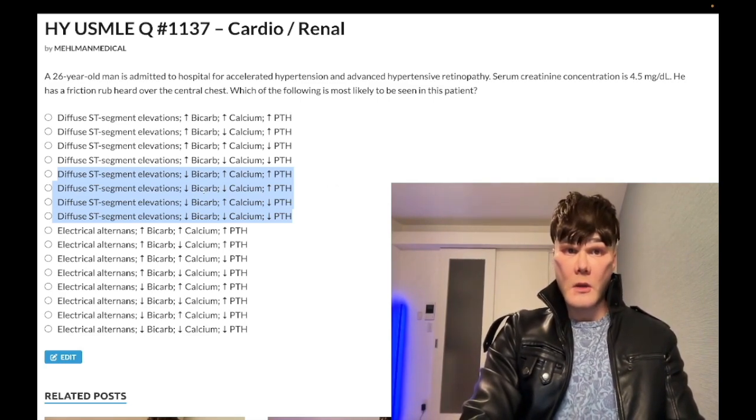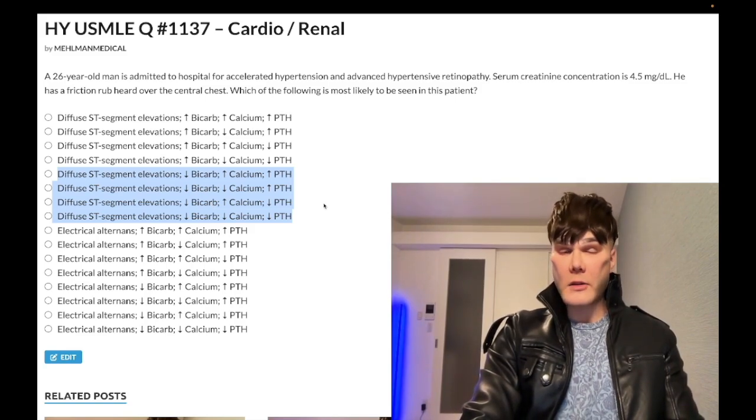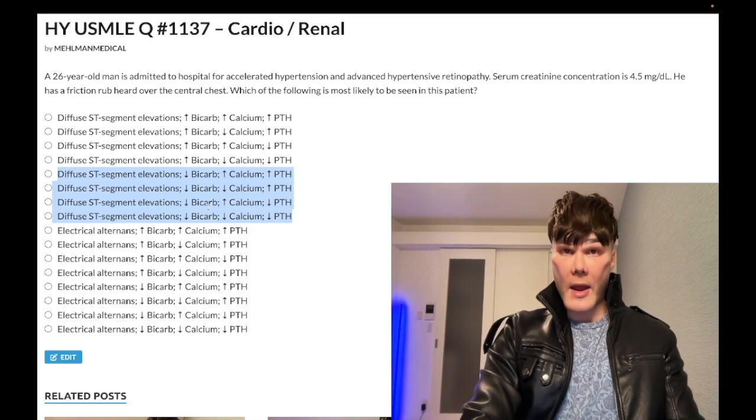And this is for two reasons. One, you can't reabsorb bicarb as effectively in the PCT in the setting of renal failure. And also you can't secrete protons in the cortical collecting duct under the action of aldosterone the way you're supposed to. So we've got a metabolic acidosis, high anion gap. So we're looking at these four answers here.